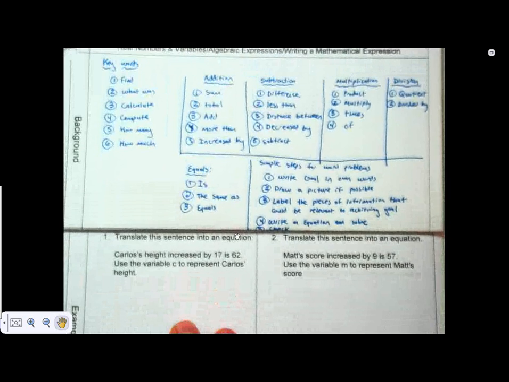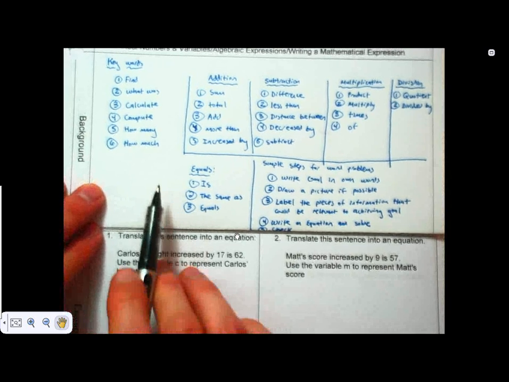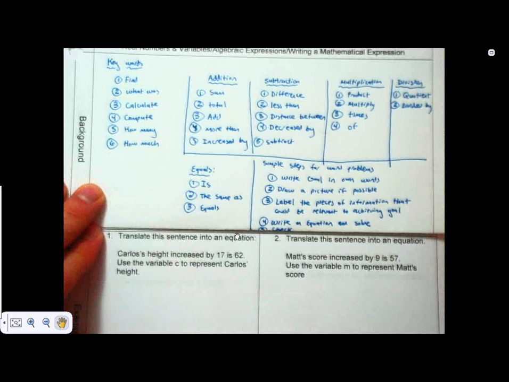Welcome. In this video, we'll be taking a look at how to translate sentences into mathematical equations. If this list looks familiar, it's because we actually did it before when we were doing a previous topic, which was writing mathematical expressions.